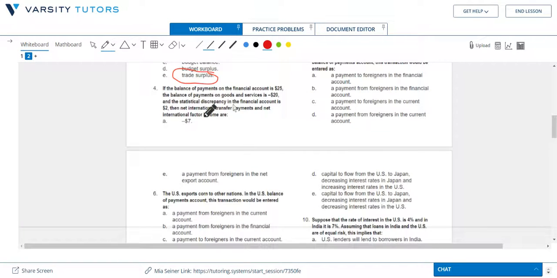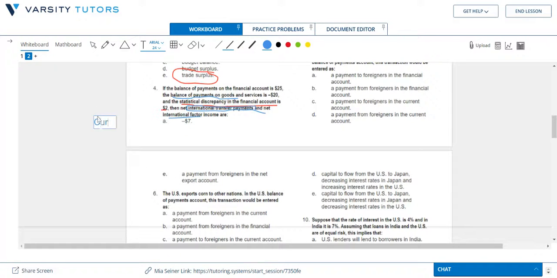If the balance of payments on the financial account is $25 and the balance of goods and services is negative 20, the statistical discrepancy of the financial account is $2. This question is weird and it makes me want to shut off my brain. Then they ask us what the net international transfer payments are. Let me just tell you right now, the net international transfer payments is just a function of the current account. So they gave us an incomplete set of information.